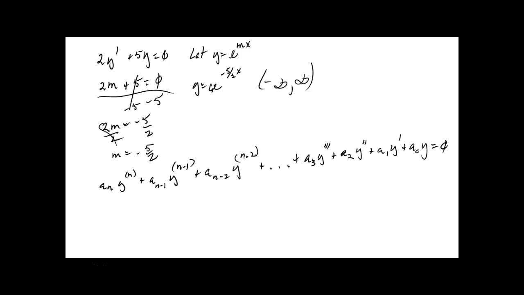Okay? And anytime you have something like this, your assumption is y is equal to e to the mx will work. But you don't even have to do it. You can just plug it in and you'll get it. These coefficients are real constants. They can be positive, negative, fraction, decimal, rational, irrational, anything. It's just that a sub n cannot equal 0. Any of the others could be 0 or not. A sub n can't be 0. Okay?